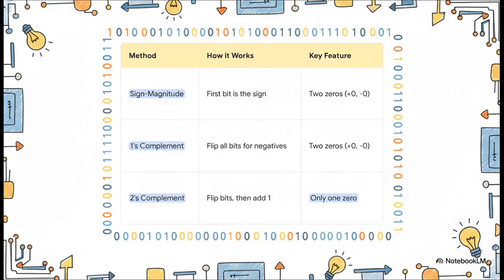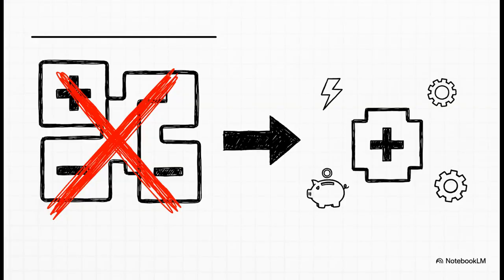So why is two's complement the undisputed champion? Well, as you can see here, the other methods created this really bizarre problem. They ended up with two different ways to write the number 0, a positive 0 and a negative 0. And for a machine that runs on pure logic, that's a total disaster. Two's complement just brilliantly solves this. There's only one single, unambiguous way to write 0. Clean, simple, perfect.